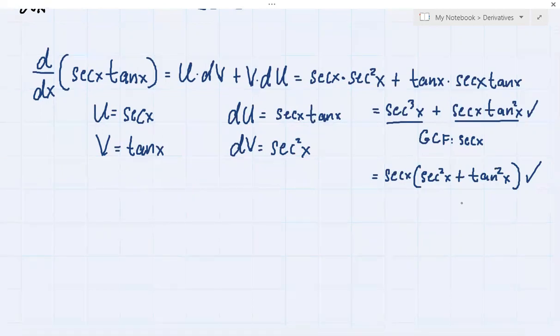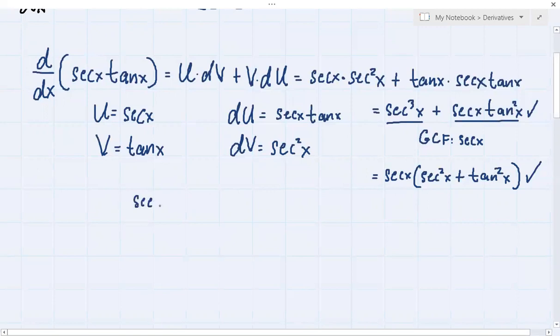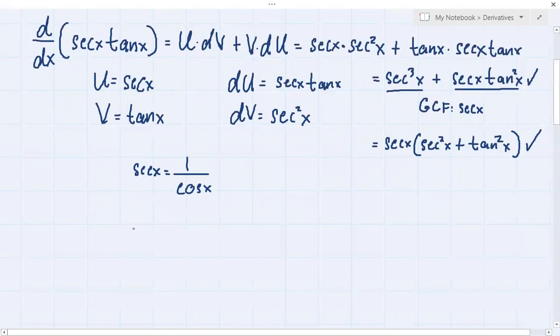simplify it even more, you can convert this function into sine or cosine function or both functions. Nagagets nyo ba ako? Kumbaga, you can convert these functions into sine or cosine function. Pwede naman yun. Alright? So let's give it a try. So, remember that secant is 1 all over cosine x, diba? Then si tangent, basically this is sine x all over cosine x.